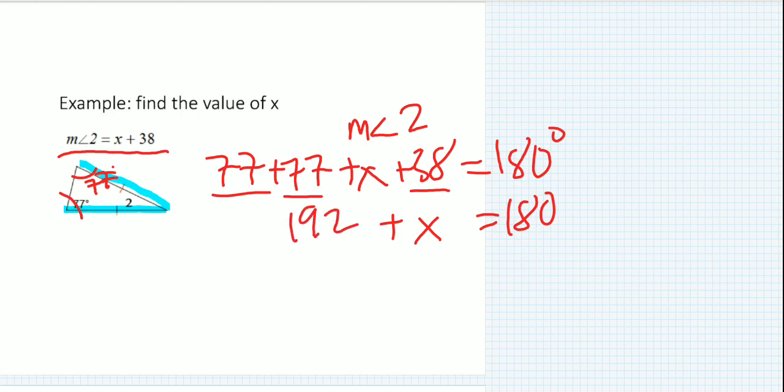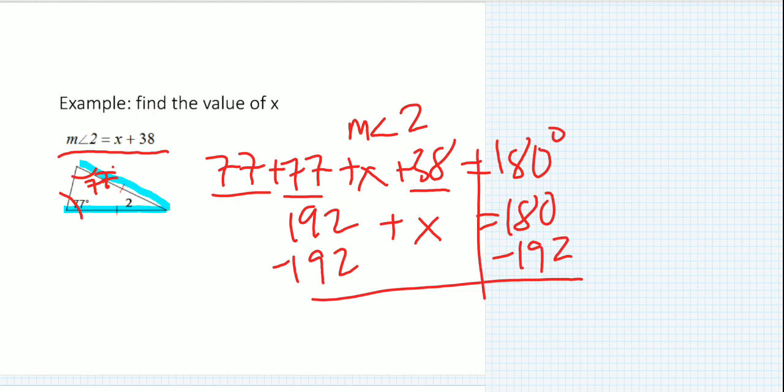192. And then we go ahead and subtract 180, right? Because we're doing it on both sides. And so then that's equal to 0. x is equal to, is that negative 12? Yeah. Now, I know you're probably thinking x is negative. How can that work when we're talking about angles, right?